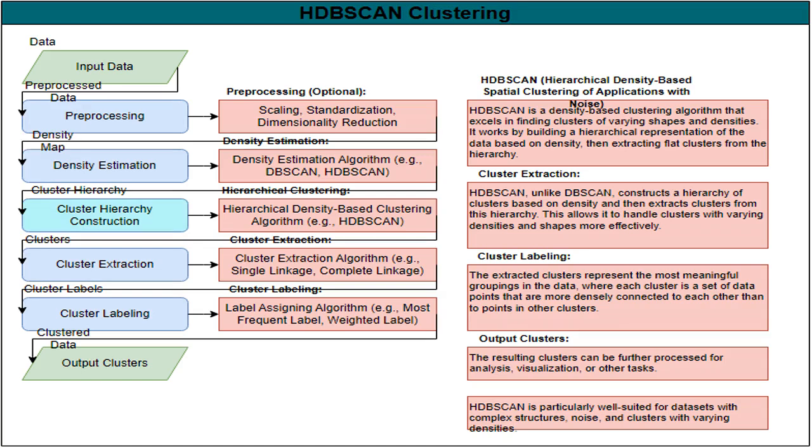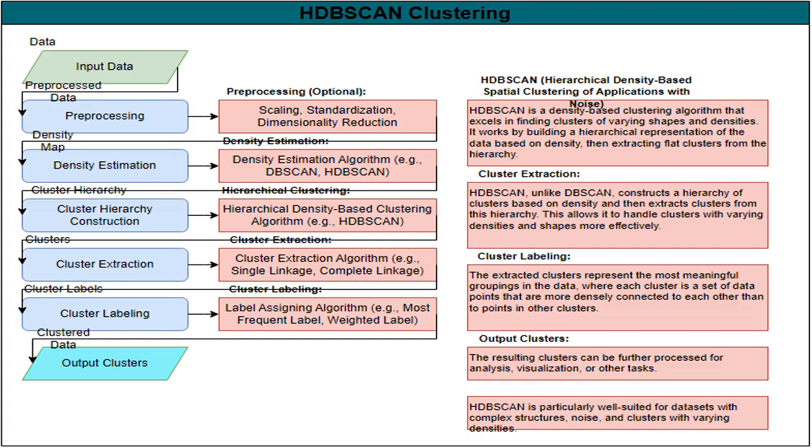Density map. Cluster hierarchy. Cluster extraction. Extracts flat clusters from the hierarchical representation. Selects the most meaningful clusters based on stability and significance. Cluster hierarchy. Clusters. Cluster labeling. Assigns labels to the extracted clusters. Provides a clear identification for each cluster. Clusters. Cluster labels. Output clusters.